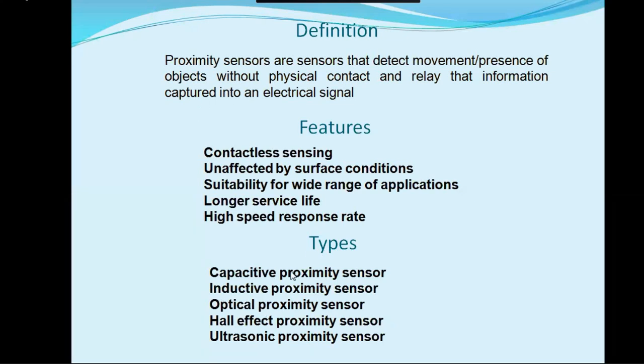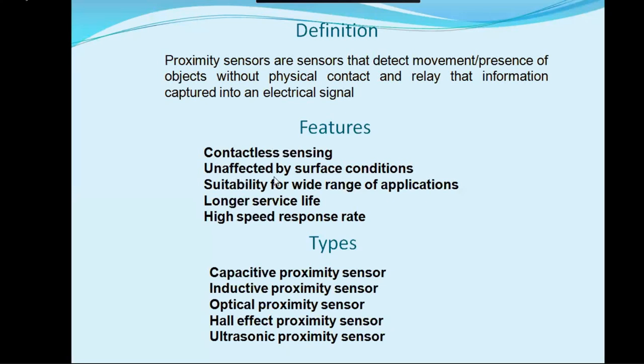There are basically capacitive proximity sensors, inductive proximity sensors, optical proximity sensors, and Hall effect proximity sensors, for different applications. So what are the features? The features that I have highlighted: the first one, a very special feature, is that it is a contactless sensor. Contactless sensing allows detection without touching the object.